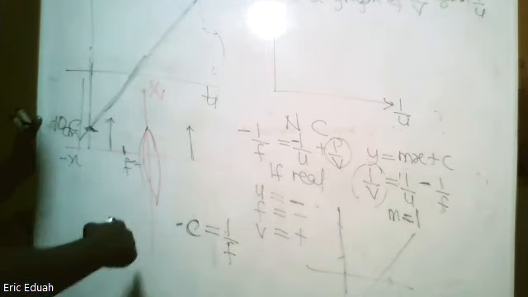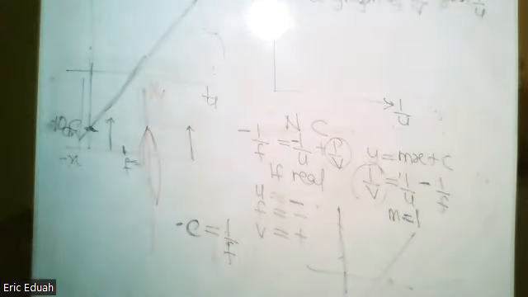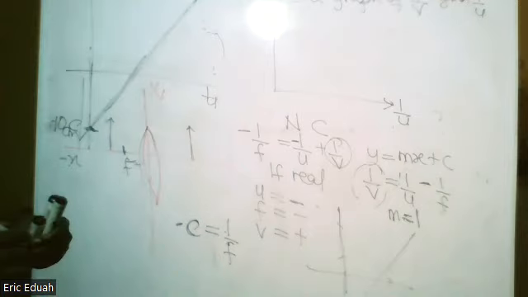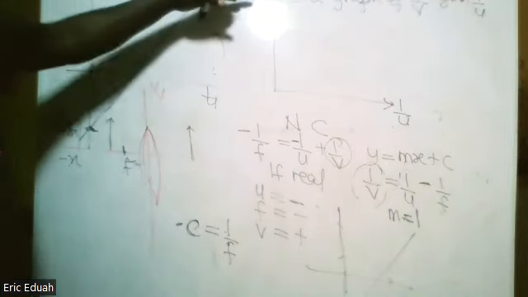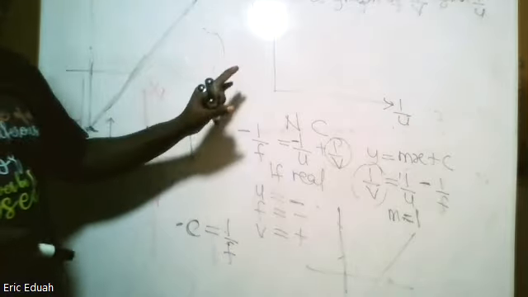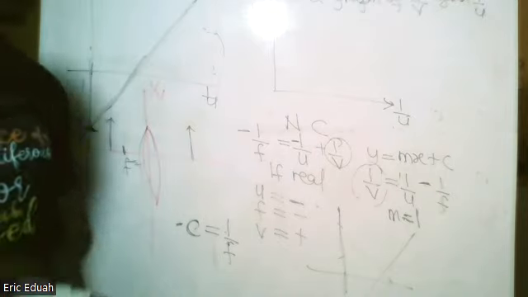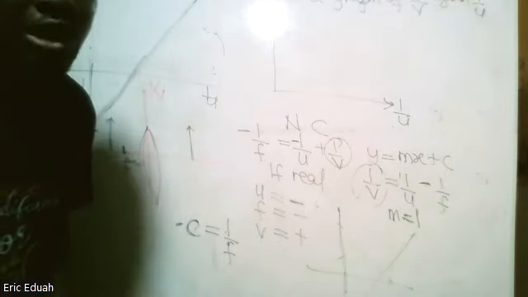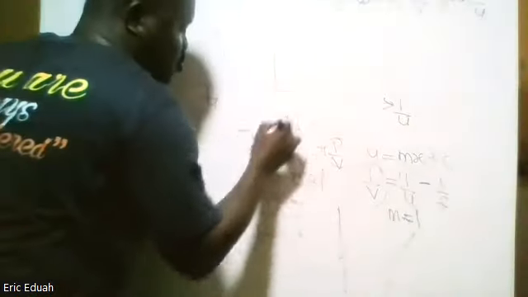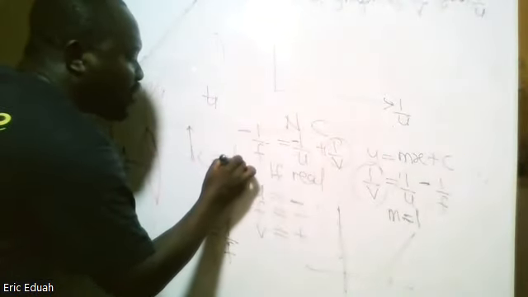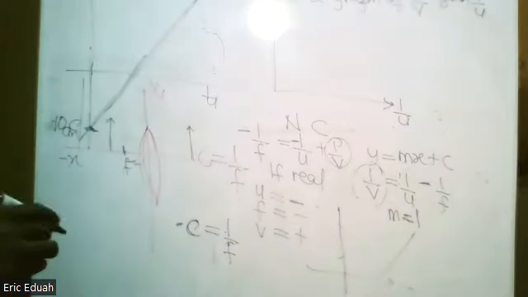If you have C, if you have the intercept on the vertical axis, then you can easily determine the focal length of the lens. So the concept to be learned is that whenever you plot a graph of 1 over V against 1 on U, the intercept on the vertical axis C is always equal to 1 over the focal length. So when you make F the subject and then you substitute whatever you got for C, you have found the focal length of the lens.